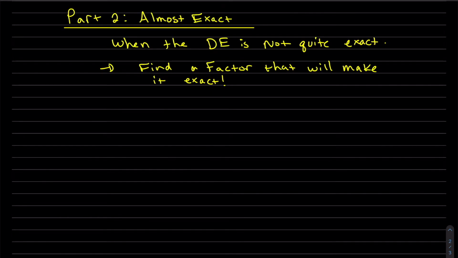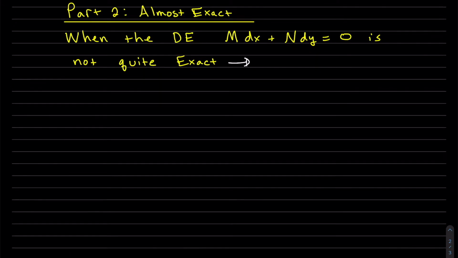So part 2, almost exact. Basically, we have a DE. You go and check to see if it's exact, and it's not quite exact. It's off a little. So what we're going to do is find a factor similar to the integrating factor that we'll use to multiply through both sides of our DE and then check it for exact, and it should be exact. So part 2, almost exact.